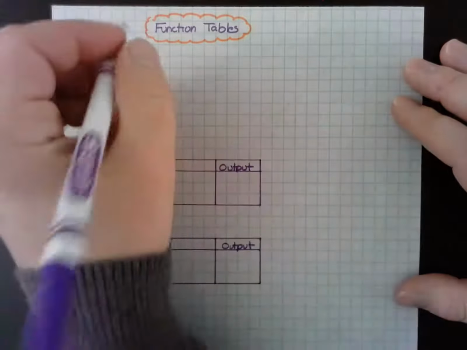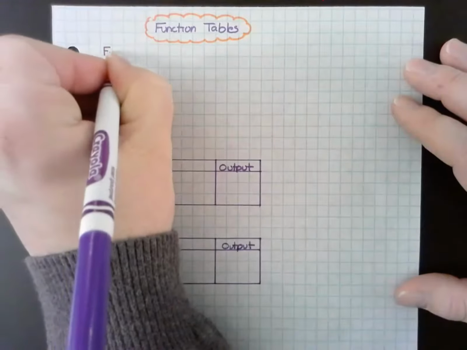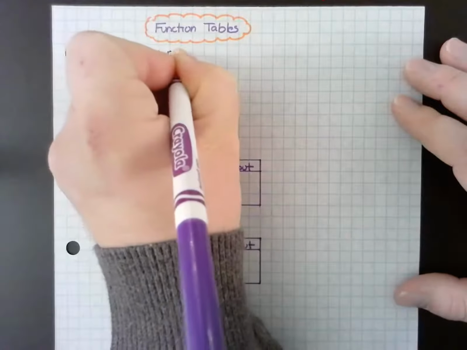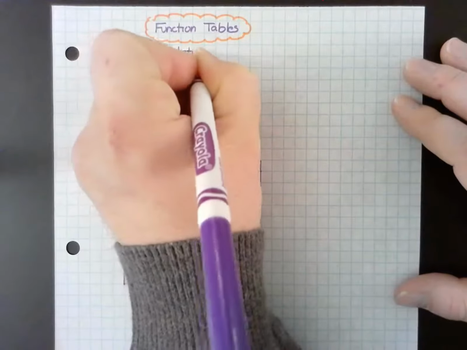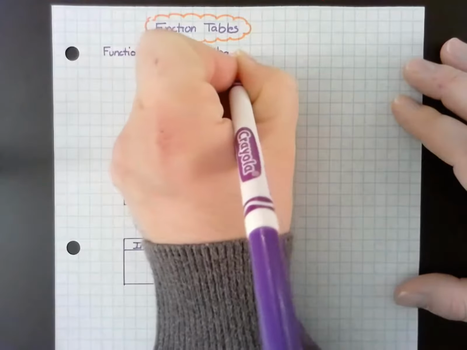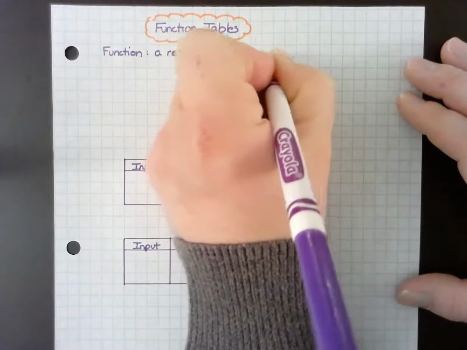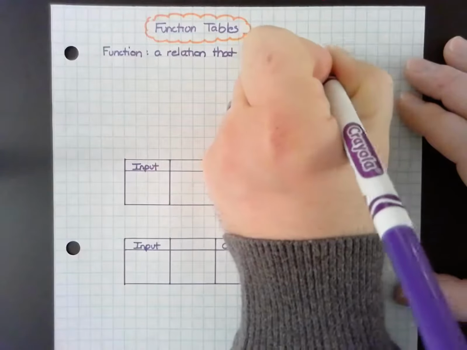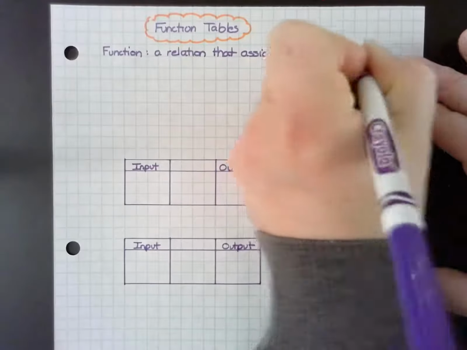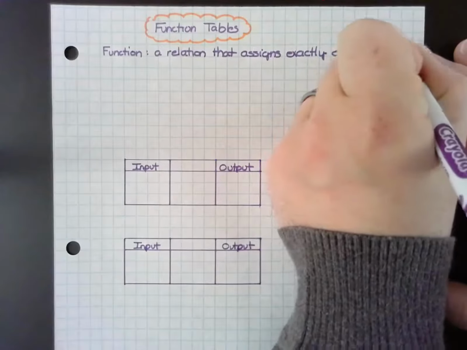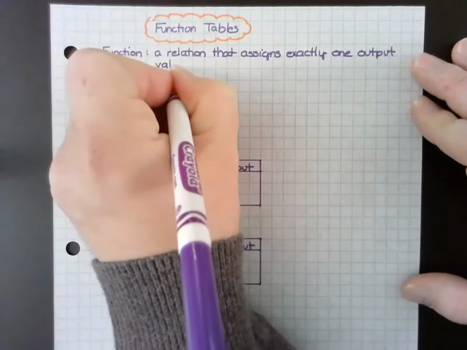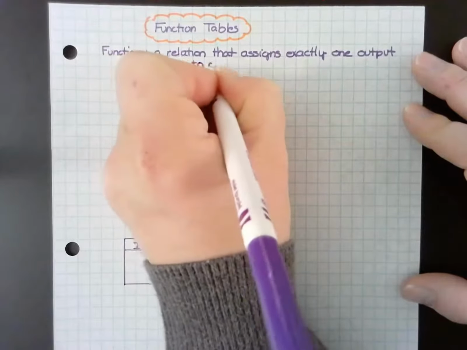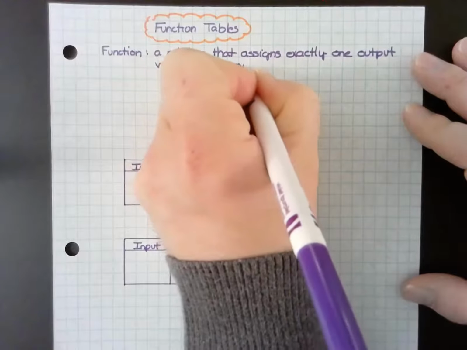Function tables. Function: a relationship or relation that assigns exactly one output value to one input value.